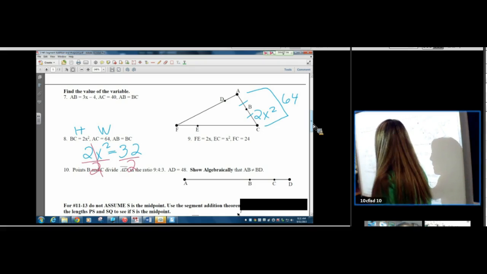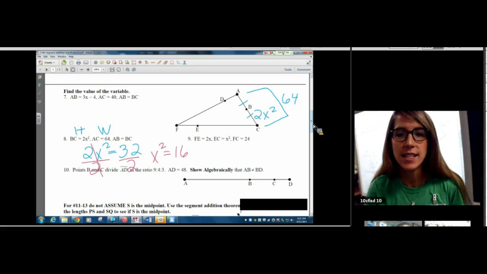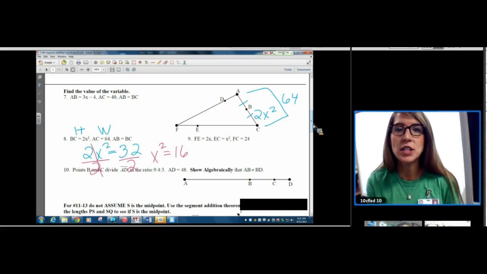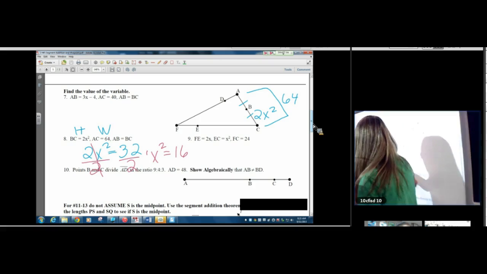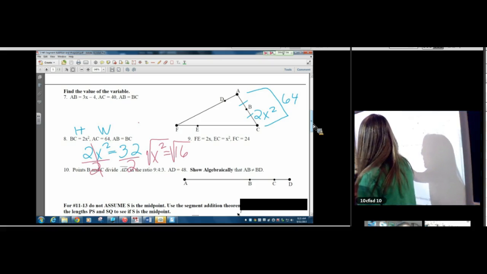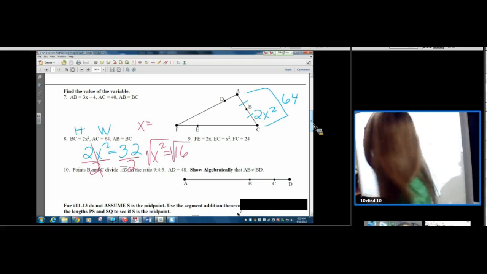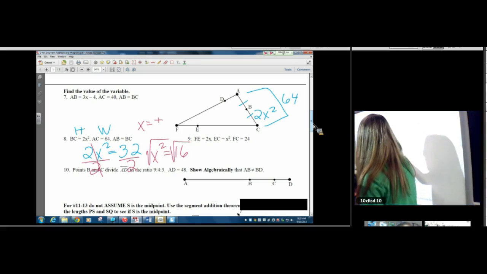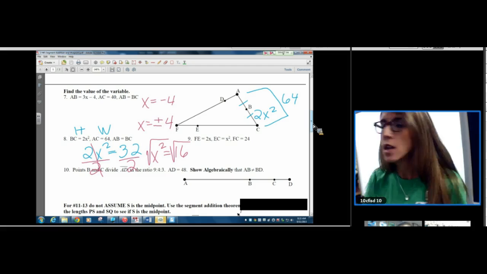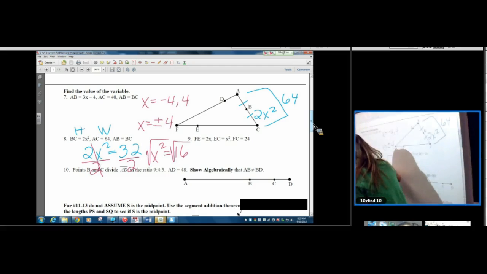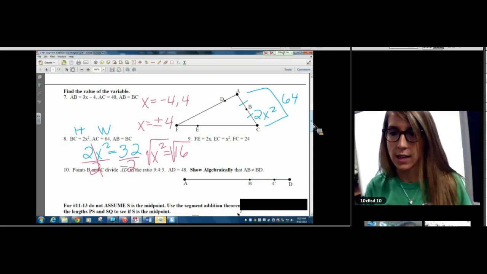X squared equals 16. And then here's where all the students miss half of their points. The opposite of squaring something is square rooting. X equals plus or minus 4. Or you can write x equals -4, comma, +4. There are 2 answers because it's x squared. 2 answers.